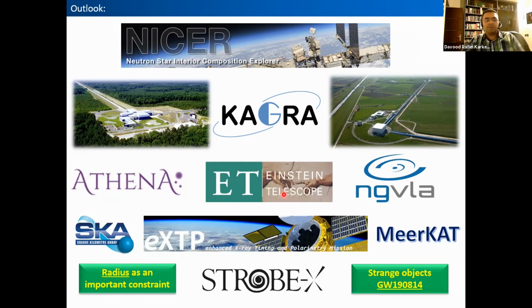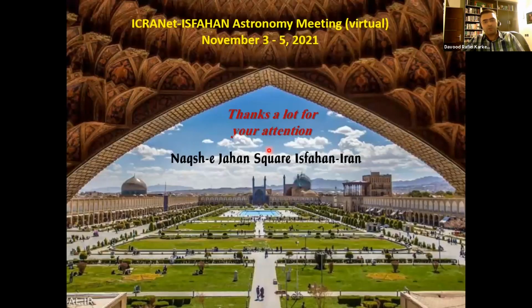And as the last point, here is the picture of Jahan Square in Isfahan in Iran, where I hope that after this strange situation that we have in the world, this COVID-19, we can have you at a meeting in the ICRANet Center of Isfahan. However, we will have a virtual meeting in November. We will have some interesting talks from ancient Persian astronomy to the new developments. And thanks a lot for your attention.